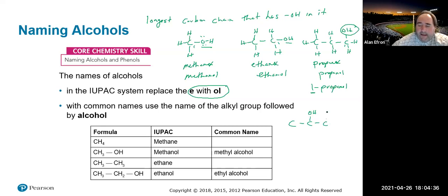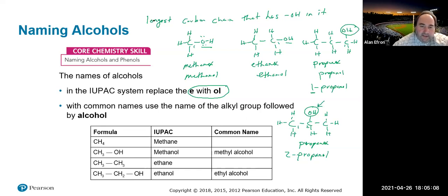And this guy would also have 3 carbons, which is based off of propane. It becomes propanol. The OH group, though, is at carbon number 2, no matter which way you go. And that becomes what is known as 2-propanol, the location of where our OH group is at.